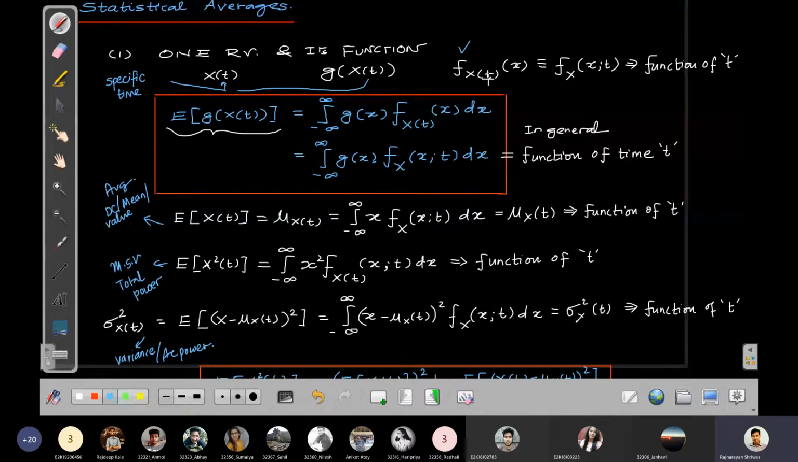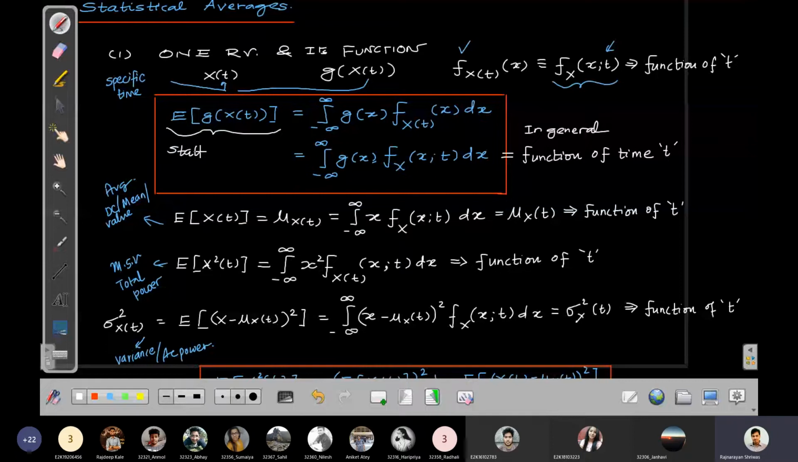What you see here, f_X(t)(x), I can write as a function of time explicitly. These notations are the same. So whatever you derive from this PDF is in general going to be a function of time t. This is called a statistical average. When you write the expectation of g(X(t)), this is nothing but a statistical average.